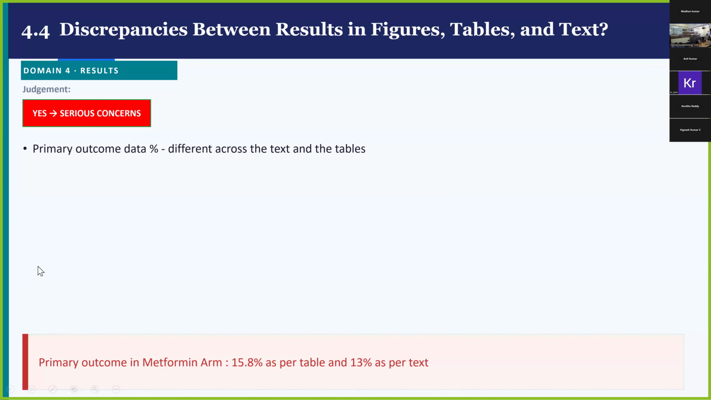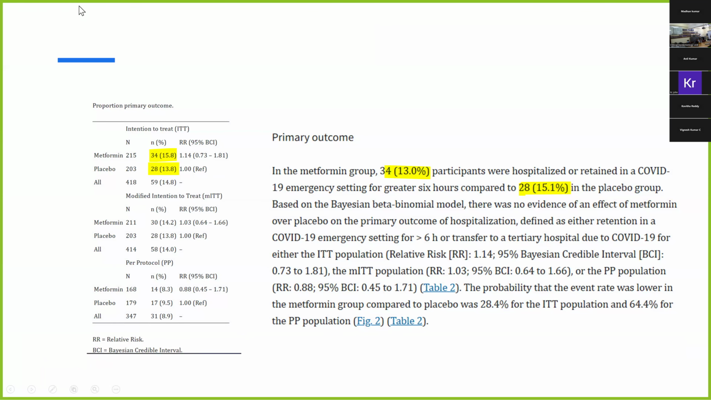And the fourth question involves assessing whether there are any discrepancies between the results reported in the text and the figures and tables. So here again, we have given yes under serious concerns to this question, because the primary outcome data was given differently in the table and the text per se. So in the intention to treat analysis, there were 34 participants who had the primary outcome. And in the placebo arm, there were 28 participants who had the primary outcome.